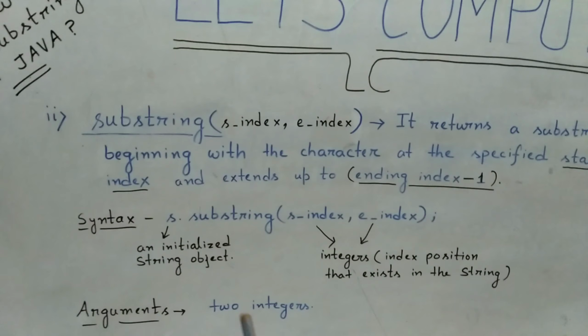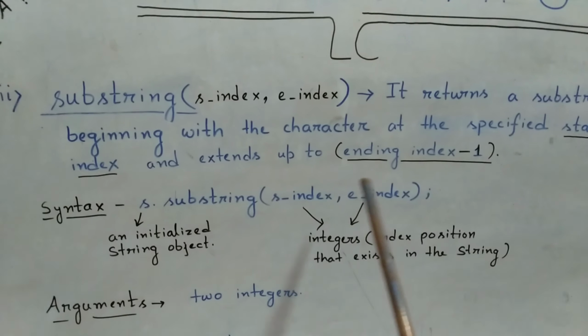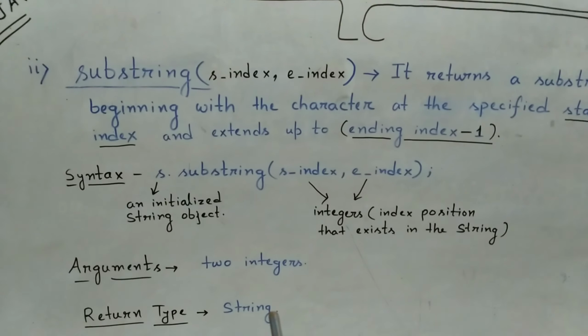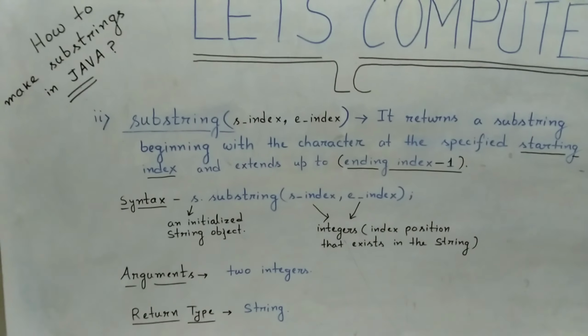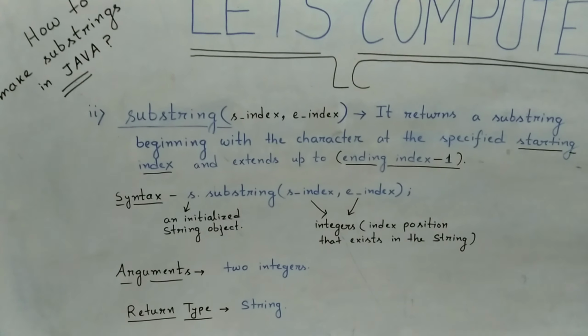What would be the arguments? 2 integers only, because the index positions are always integers. Return type, obviously string. Well, let us have some examples of this version of substring, and examples make things easier.